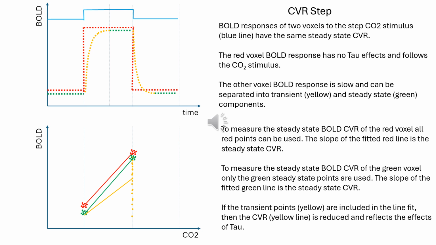To measure the steady state BOLD CVR of the red voxel, all red points can be used. The slope of the regression red line is the steady state CVR. To measure the steady state BOLD CVR of the green voxel, only the green steady state points are used, and the slope of the fitted green line is the steady state CVR. If the transient points, the yellow points, are included in the line fit, then the CVR, the yellow line, is reduced, as you can see, and that reflects the effects of tau.